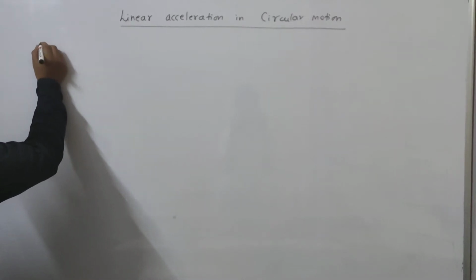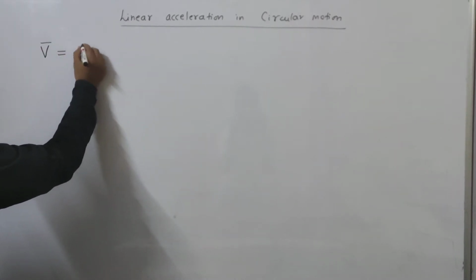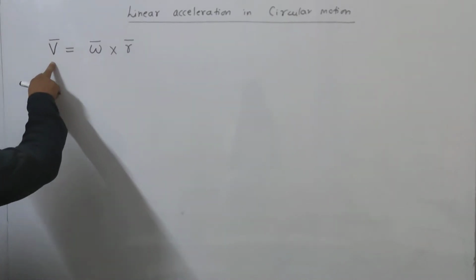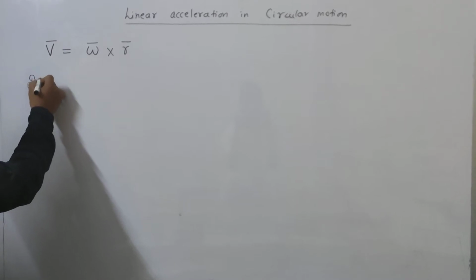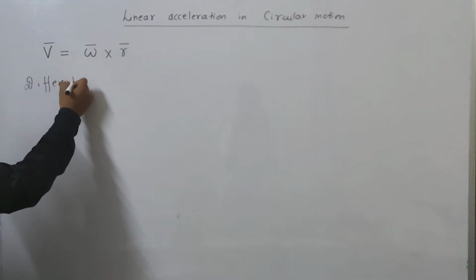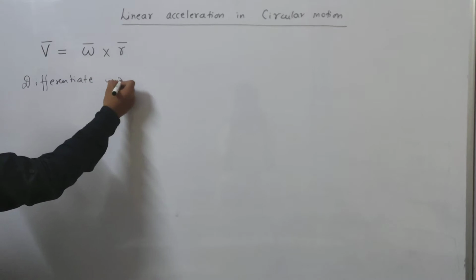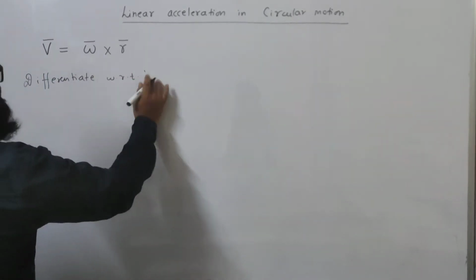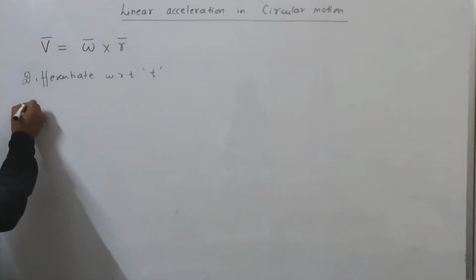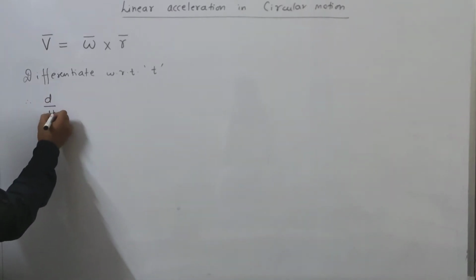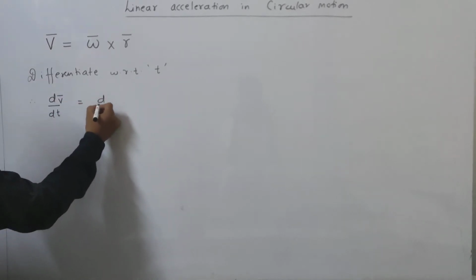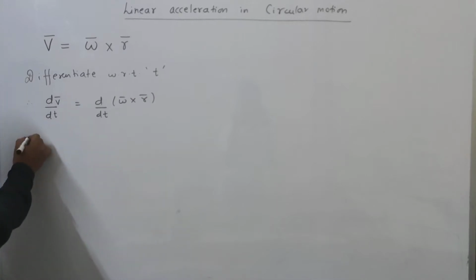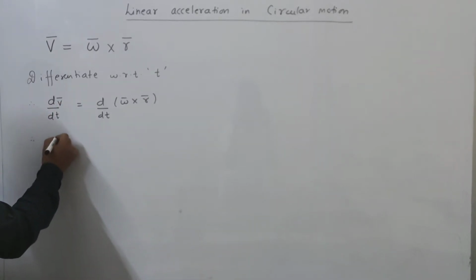In the previous lecture we have studied that the linear velocity v bar is omega cross r. We want to study the rate of change of linear velocity. Let us differentiate both sides with respect to time. So therefore you will get dv bar by dt equals d by dt of omega cross r. What is dv bar by dt? It is linear acceleration, a bar.